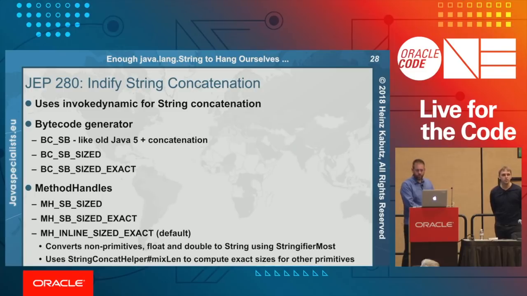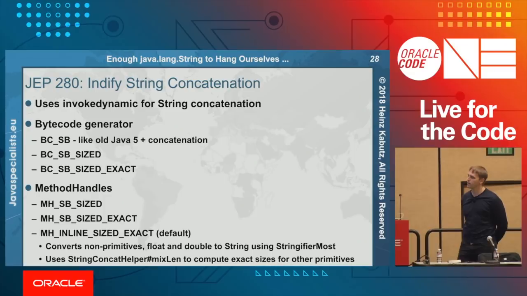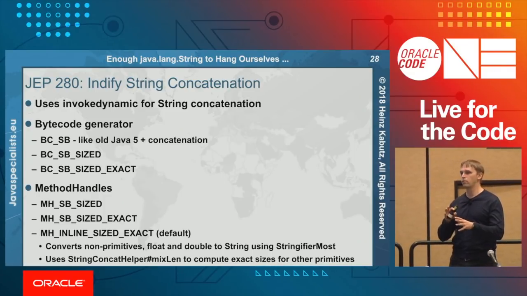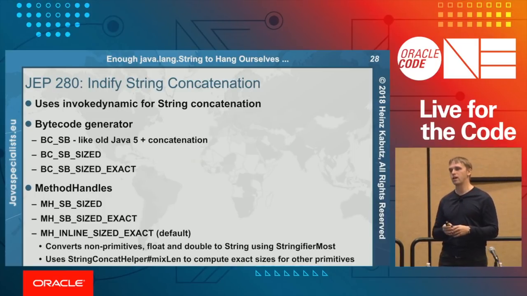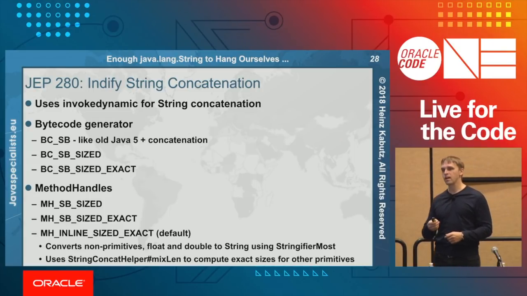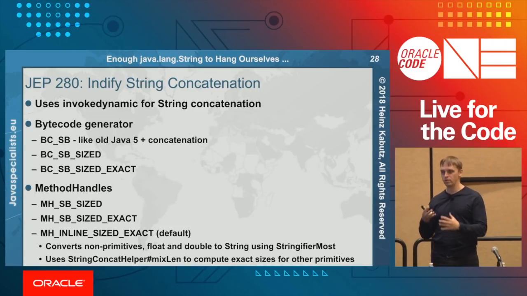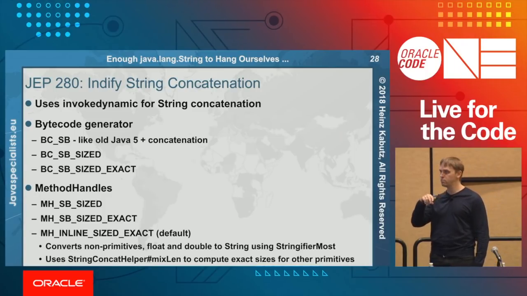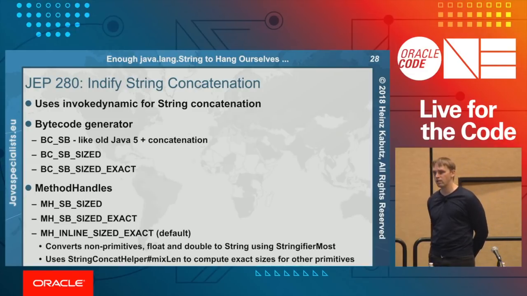So there are actually 6 strategies to do string concatenation. One is the default, method handle inline sized exact to be precise, but actually 2 groups of strategies. One group is a bytecode generator. They generate bytecode on the fly, install a new class using unsafe, and it's essentially a class with a single static method, which has the logic of the concatenation in it. And the second group is method handle combinators. There are 3 different versions of how to do method handle combinators.